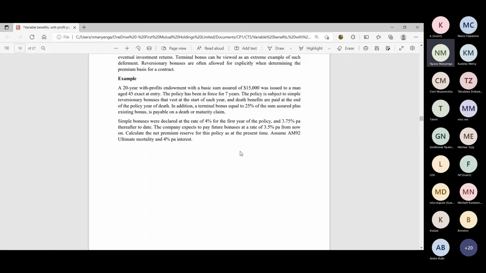Simple bonuses were declared at the rate of 4% for the first year of the policy and 3.75% per annum thereafter. The company expects to pay future bonuses at a rate of 3% per annum from now on. Calculate the net premium reserve for this policy as at the present time. Assume M92 ultimate mortality and 4% interest.